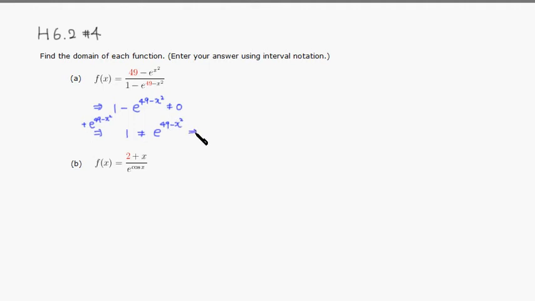So this gives us that 49 minus x squared cannot be equal to 0, because if it was 0, it would give you 1. Then we can just add x squared to both sides, so x squared cannot be equal to 49. If you take the square root, then x cannot be equal to plus or minus the square root of 49, which is 7.